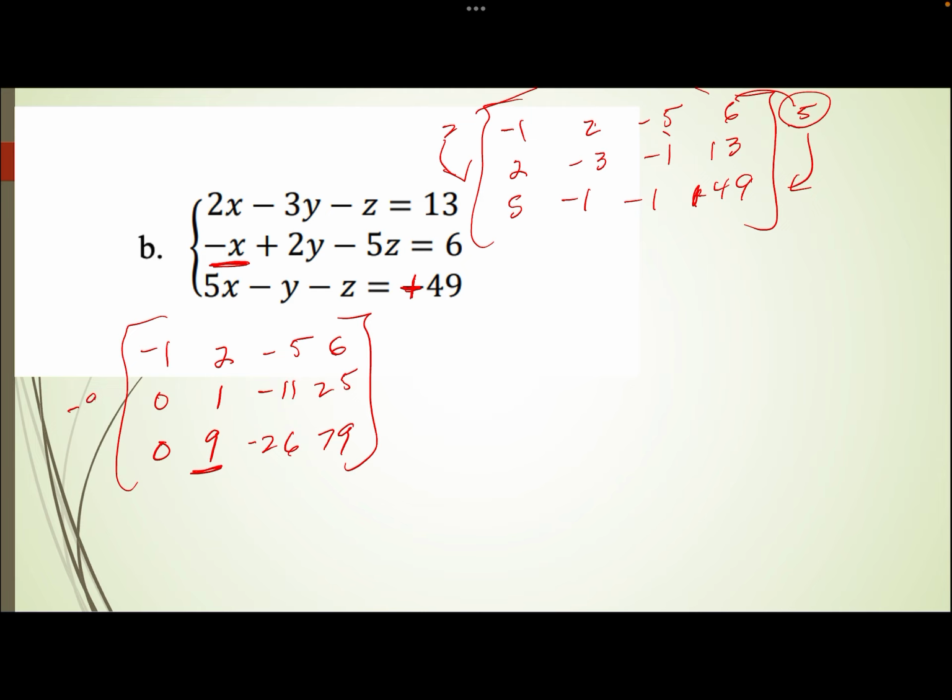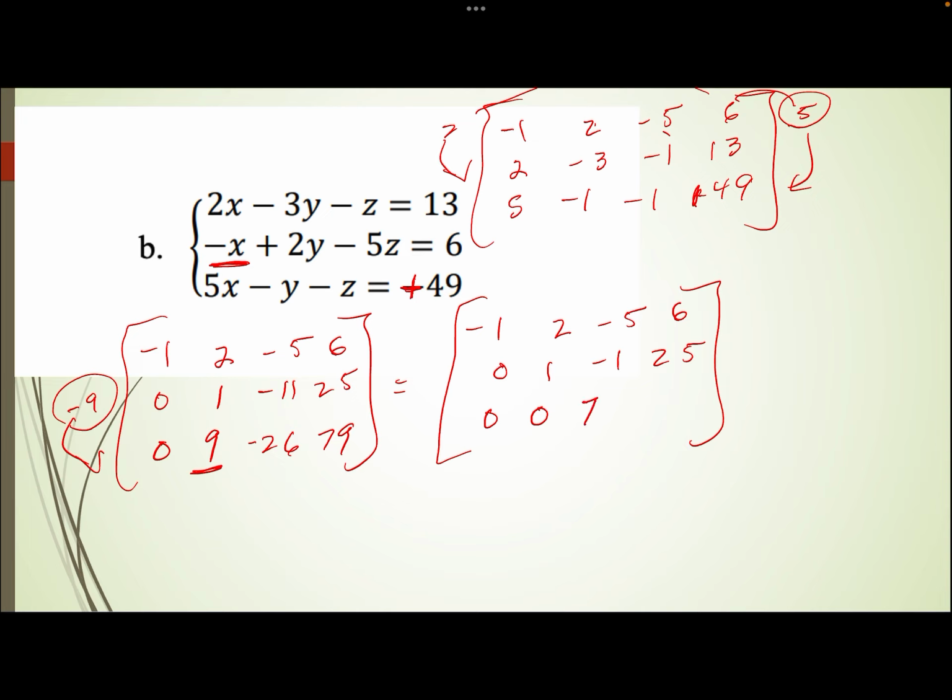So I'm going to times by -9 and add it here. So I get -1, 2, -5, and 6. 0, 1. This stays the same. And then I times by -9, so I get 0 and 0. And then I get 99 minus 26, which is 73. And then I get -225 plus 79, which is -146.